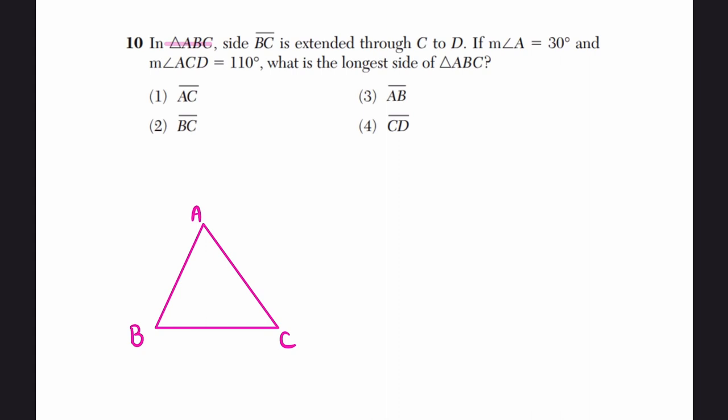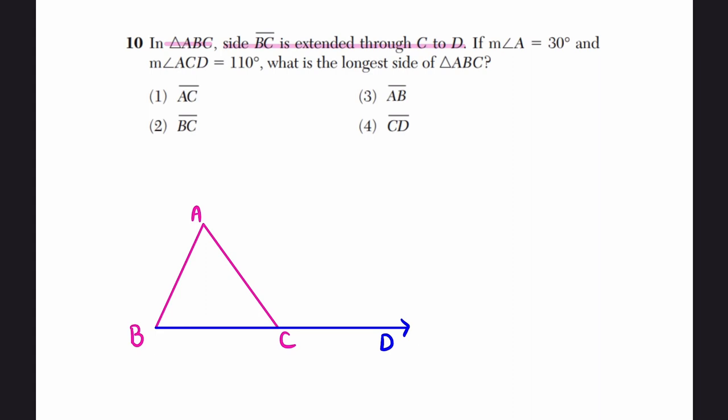Now it says side BC is extended through C to D. Now that could be really, really tough to imagine, but think about it. It's saying side BC is extended through C. So that's important. So this line is going through C. Let me do it in a different color so you can watch me do it. This is extending through C, and over here there is this other point D somewhere, okay?